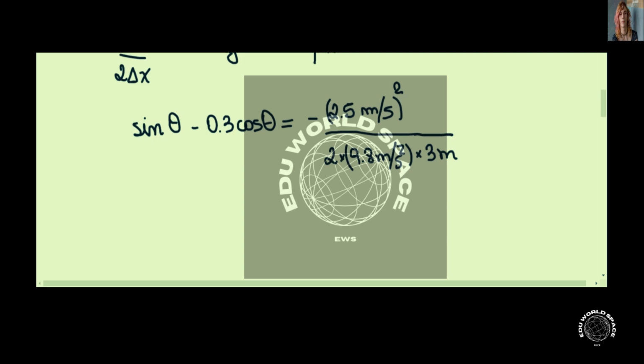I can solve this problem numerically and find that theta is equal to 10.86 degrees. So the minimum value of the angle such that the block will slide along the plane and reach the bottom is 10.86 degrees.